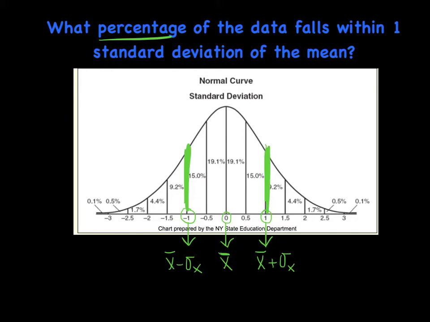And my job is to add up the four percentages that you see here. And if you add those together, you're going to hopefully end up with 68.2%. Sometimes we round it off to 68, sometimes we get real specific and call it 68.2, but that's something you want to memorize.